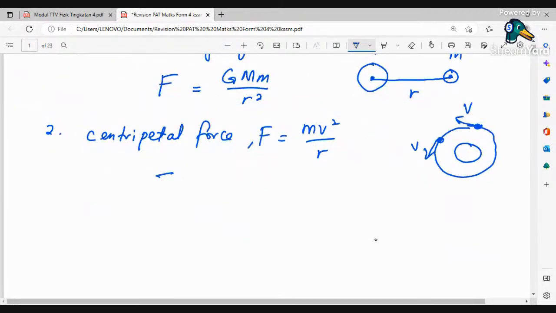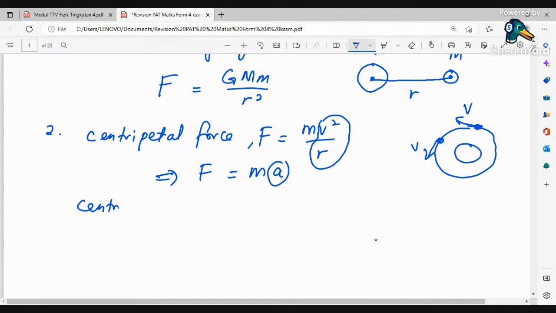Okay, compare with F equals ma. So you will get a equals v squared over r. Then we have centripetal acceleration, a equals v squared over r.